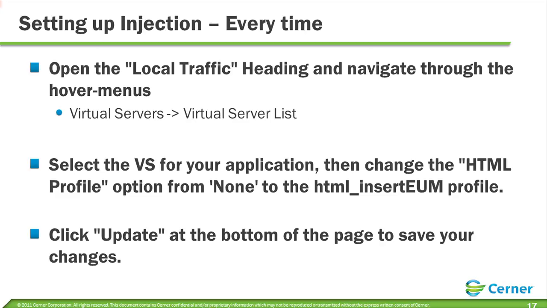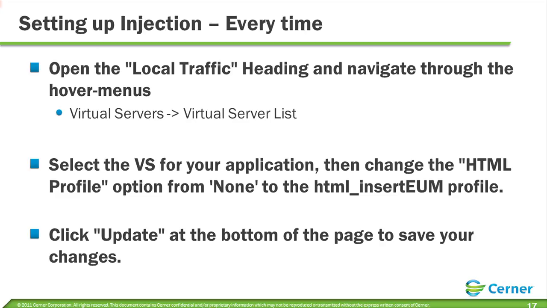All right, now that that's set up, we just navigate through local traffic to the virtual server menu. We select the virtual server for the application we want to instrument, and then we attach that HTML profile that we built in the last step to it. One of the things that I tell my engineers is, when you go to make that change, make sure that box is empty and it's set to none right now.